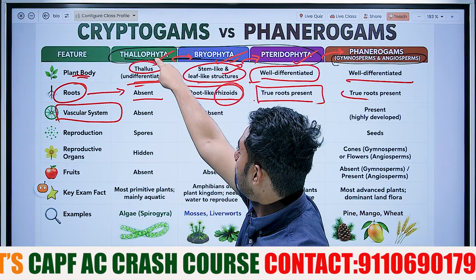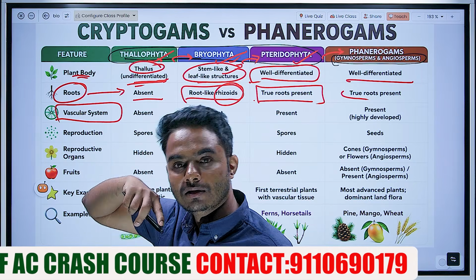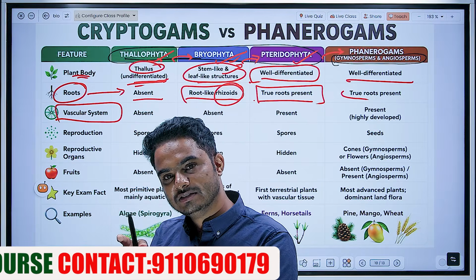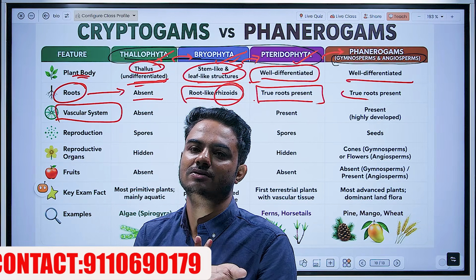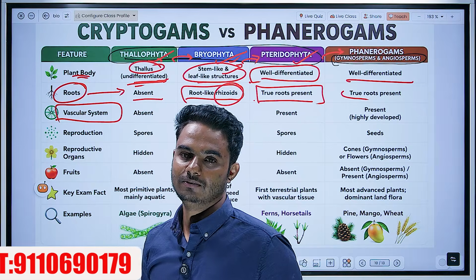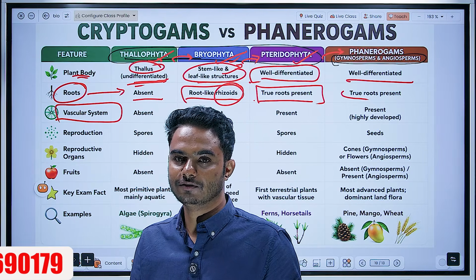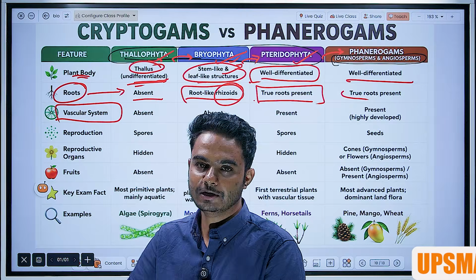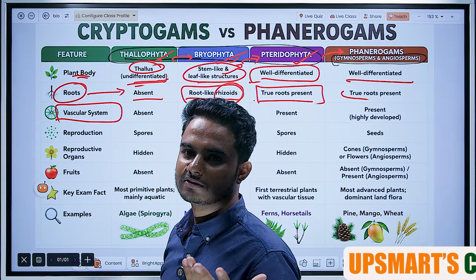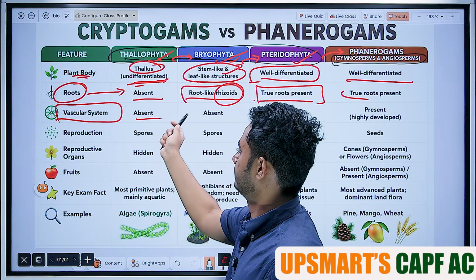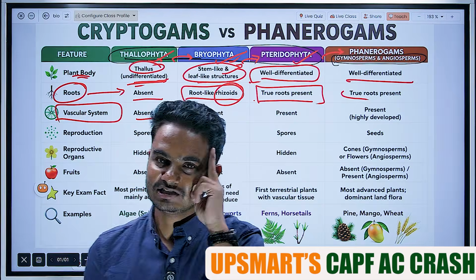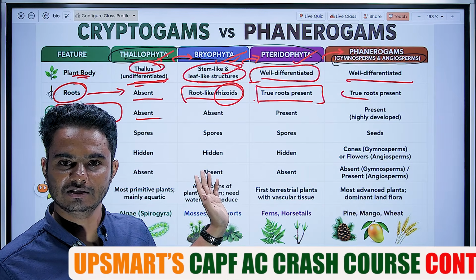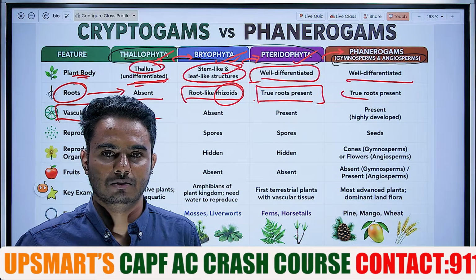See, the Thallophyta doesn't have a differentiated body. It doesn't have roots, it doesn't have stem, it doesn't have leaves. Then why does it need a vascular system? Why does it need to distribute to different organs? It doesn't have organs. Not necessary, right? That is why absent. Conceptual. If you do rote learning, you really think you can remember this by mugging up? Not right.